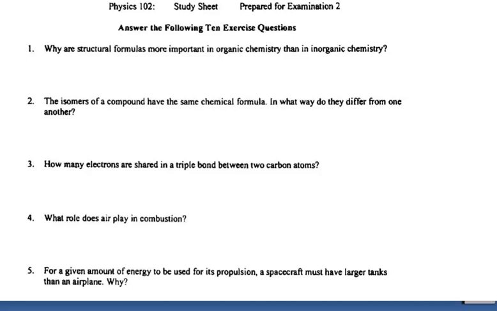Number three, how many electrons are shared in a triple bond between two carbon atoms? For all single bonds, there are 2 electrons shared. For double bonds, there are 4 electrons shared. And for triple bonds, there are 6, always kind of in pairs. So 1, 2, 3. So there are 6 electrons shared between 2 carbon atoms for triple bonds.